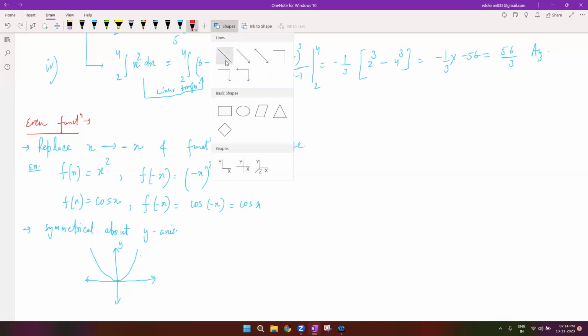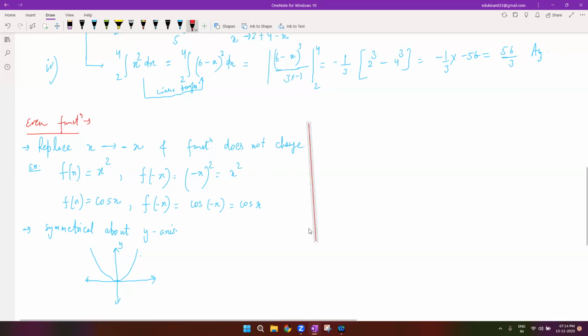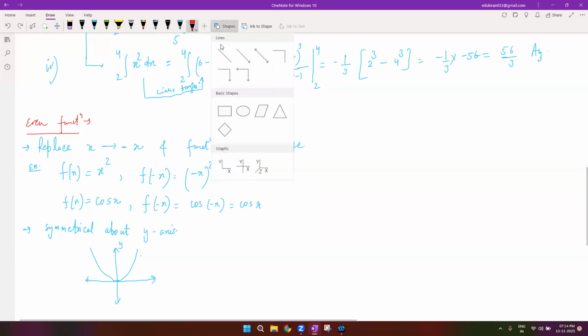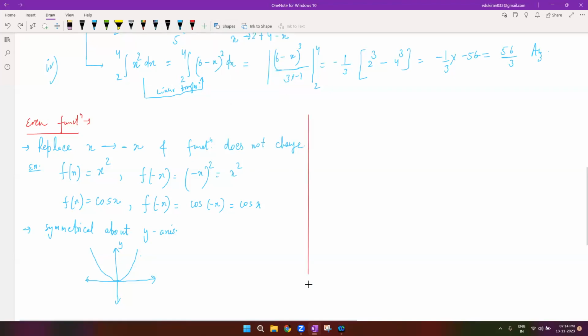And let's discuss odd functions also. Odd functions are those functions in which if you replace x with minus x, then the function becomes negative times of itself.